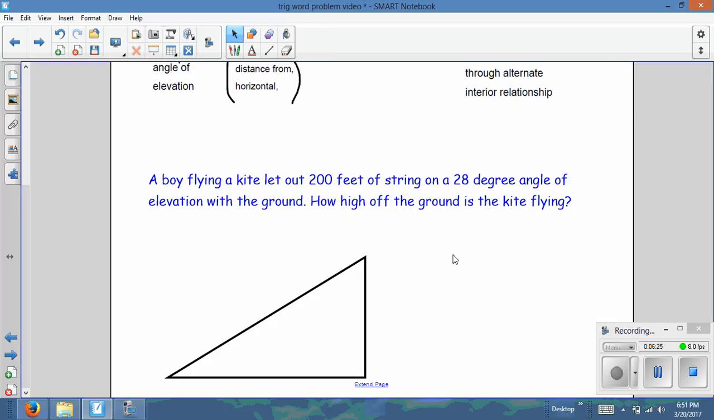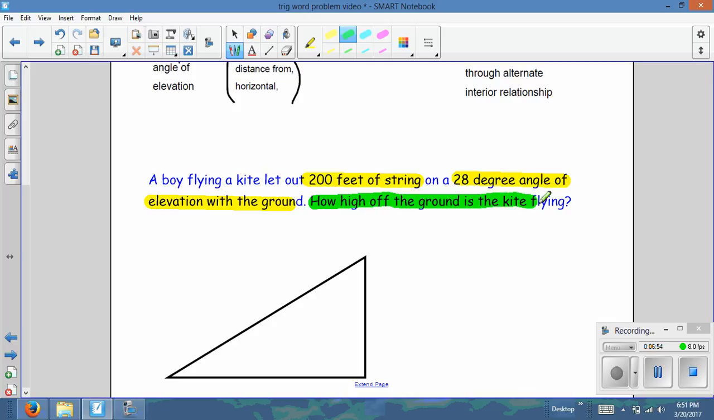A boy flying a kite lets out 200 feet of string on a 28-degree angle of elevation with the ground. How high off the ground is the kite flying? Okay, so let's see some keywords I want you to pay attention to. I got a kite. I got 200 feet of string. I got a 28-degree angle of elevation with the ground. And then how high off the ground is the kite?